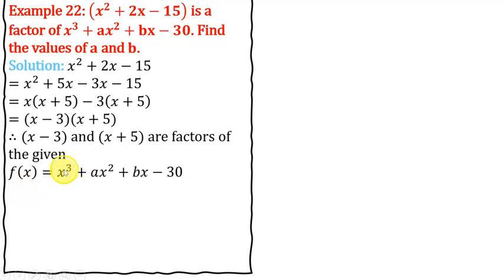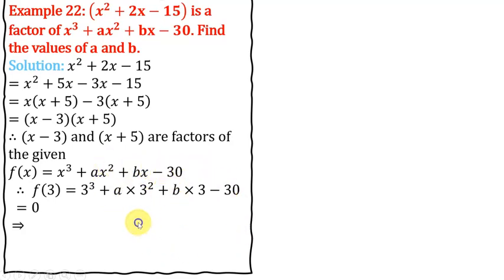f of x is equal to x cube plus ax square plus bx minus 30. This is the given polynomial. Therefore, what is f of 3? As this is a factor of this polynomial, its value must be 0. Therefore, f of 3 is equal to 3 cube plus a into 3 square plus b into 3 minus 30. Okay, and afterwards, simplification. 3 cube means what? 27 plus 9a plus 3b minus 30 is equal to 0.